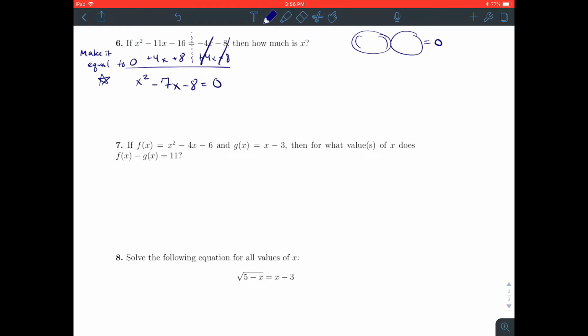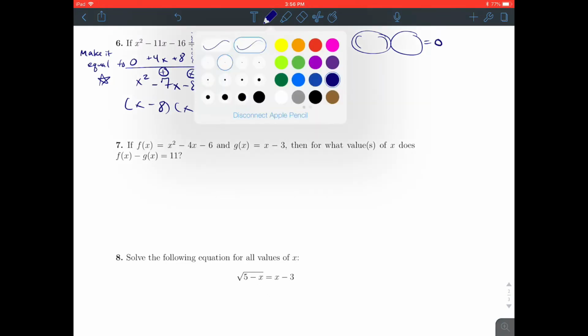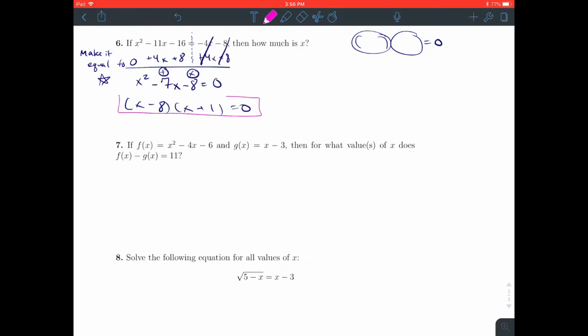Now that we have the equation equal to 0, we need to factor it, right? So we have x squared, so that will be x times x to give us x squared. And then we'll do two numbers that add to -7 and multiply to -8, which would be -8 and +1. So now in this pink step, we turn this problem into a multiplication problem where two factors being multiplied equals 0. That means either this factor is 0 or this factor is 0. That means x equals 8 or x equals -1.